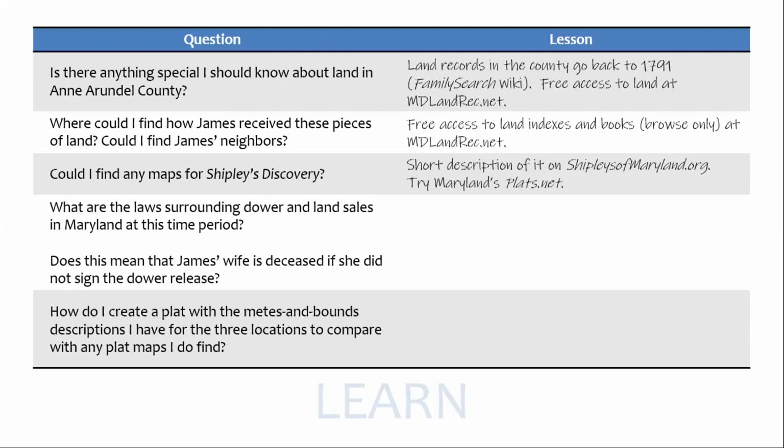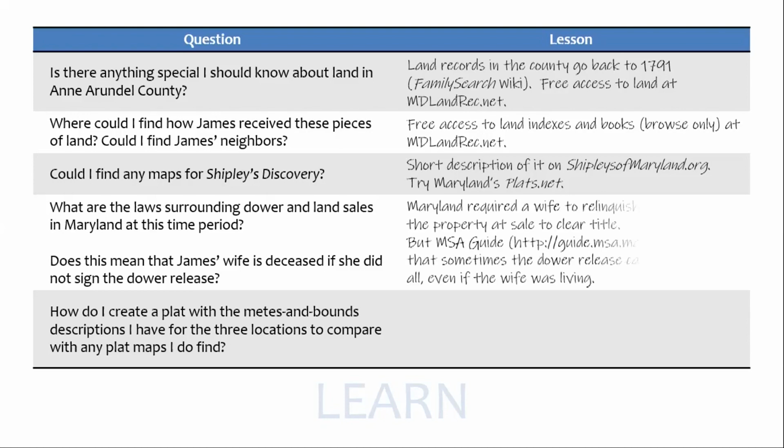What are the laws surrounding dower and land sales in Maryland? And does it mean that James' wife is deceased if she didn't sign the dower release? So Maryland did require a wife to relinquish her 1/3 share in the property at sale to clear title. But the Maryland State Archives Guide, which is at msamaryland.gov, says that sometimes the dower release came even later or not at all.